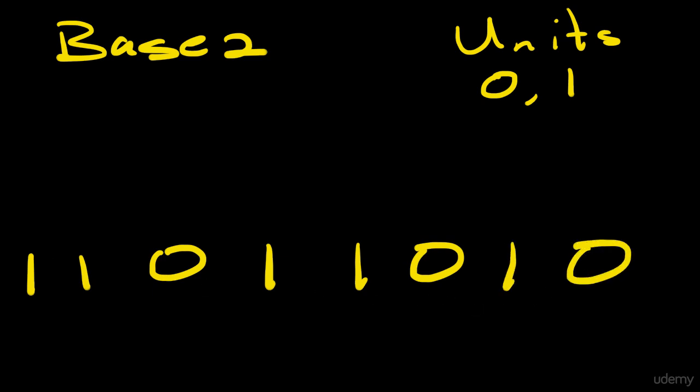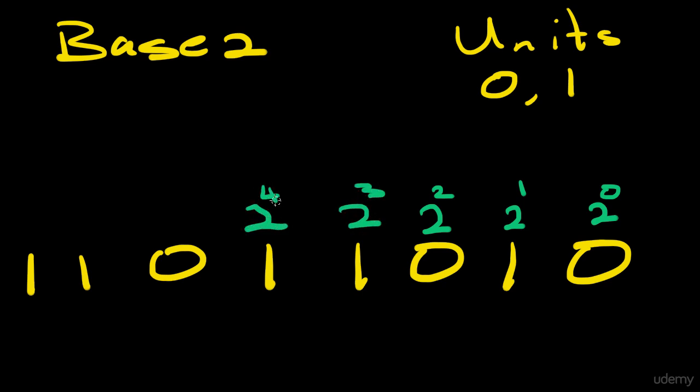First thing we have to do here is work out the column values. What is the value of this column? Well, this is 2 to the power of 0. What is the value of this column? Well, this is 2 to the power of 1. This is 2 squared, 2 to the power of 3, 2 to the power of 4, 2 to the 5, 2 to the 6, 2 to the 7.